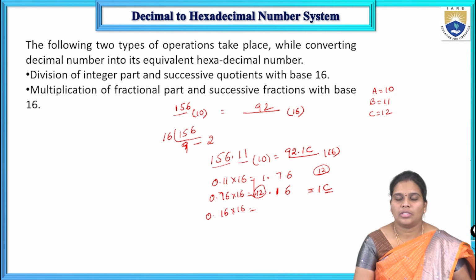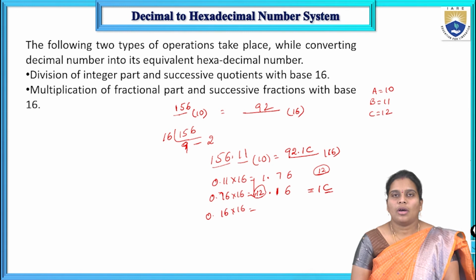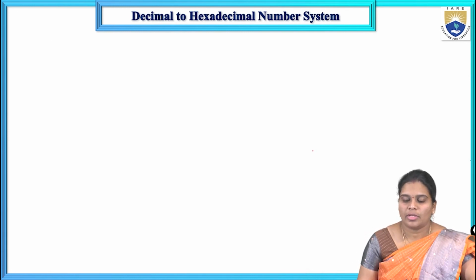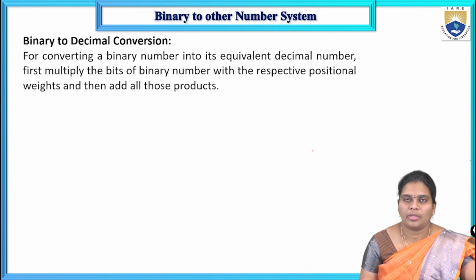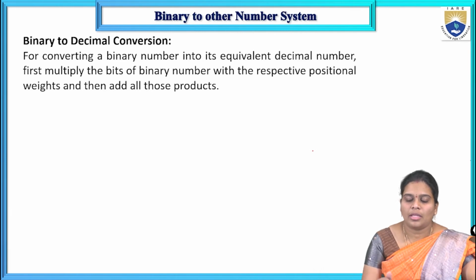So this is the procedure for converting the decimal number system to all other number systems. Okay, so next one is binary to other number systems. First one is binary to decimal conversion.